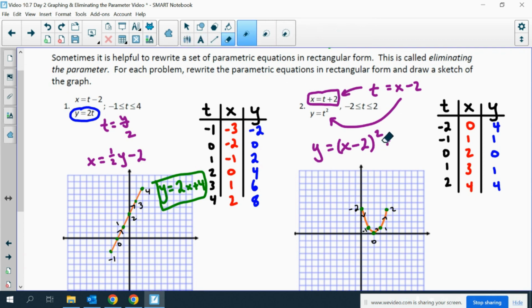I don't need anything else. So y equals x minus 2 squared. And notice that this is exactly the parabola that's being graphed. Y equals x minus 2, the quantity squared. It's just we're only graphing it from -2 to 2 on the t values, which means the domain of this function in the x's is going to be from 0 to 4, which you also notice over here.